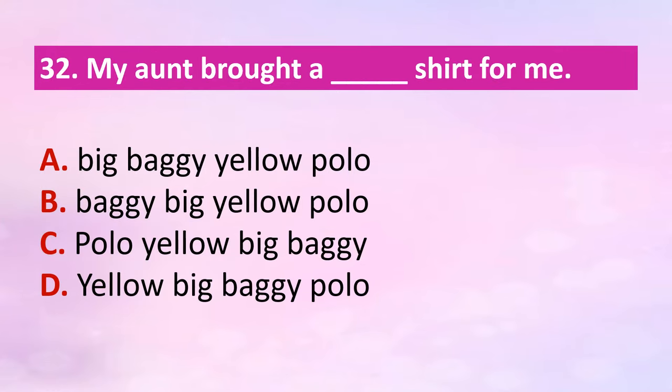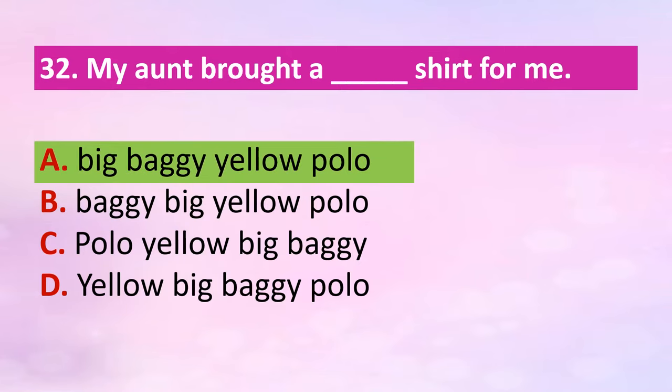Question number 32. My aunt brought a dash shirt for me. Option A, big baggy yellow polo. Option B, baggy big yellow polo. Option C, polo yellow big baggy. Option D, yellow big baggy polo. The correct answer is option A. My aunt brought a big baggy yellow polo shirt for me. The order of adjectives is opinion followed by size, physical quality, shape and then color. So the correct answer is option A.